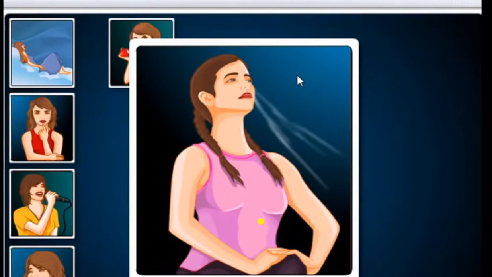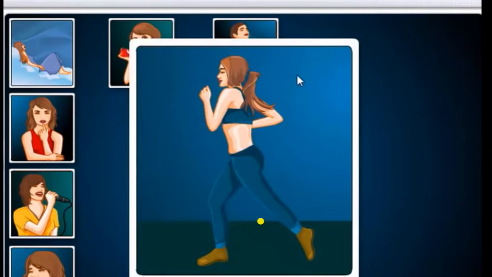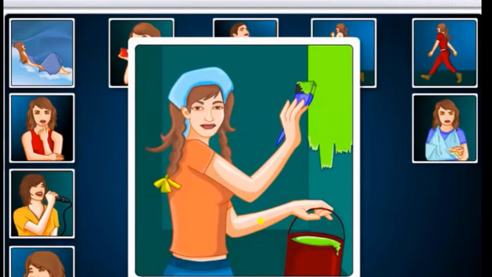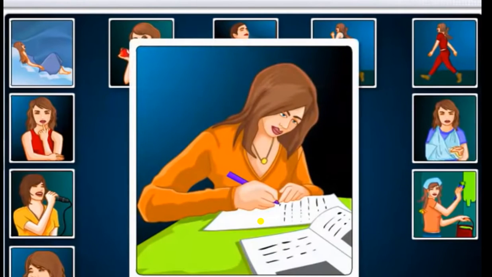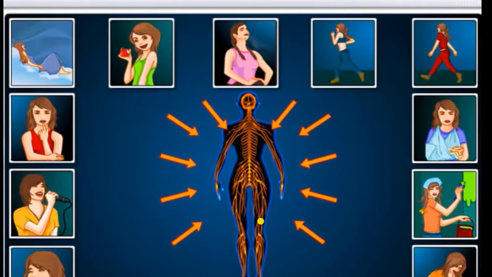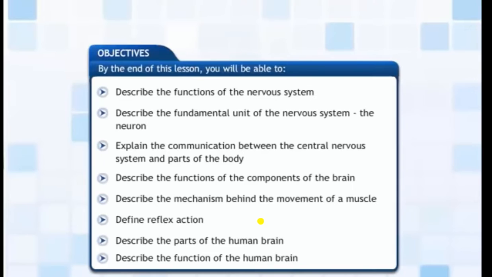Tasting, breathing, running, moving, feeding, painting, writing. We cannot do any of these things without our body's nervous system. In this lesson, you will learn about the nervous system and its components, reflex action, and the structure of the human brain. So, let's get going.